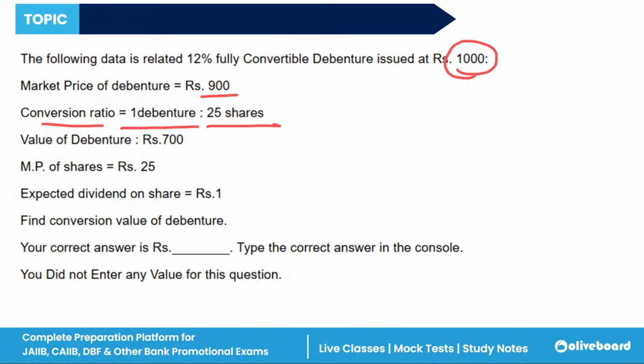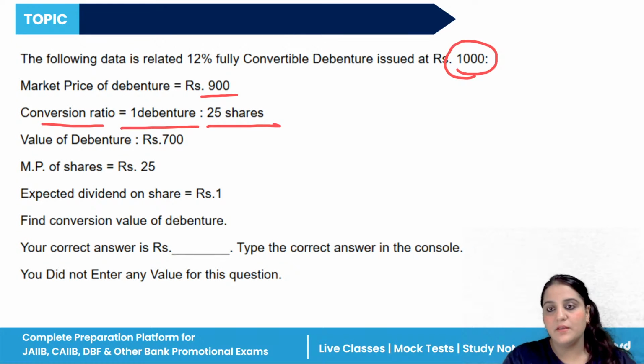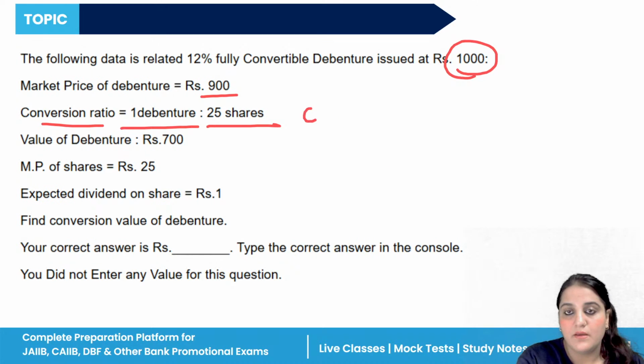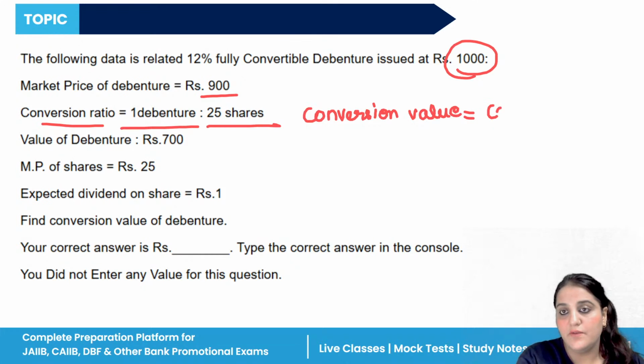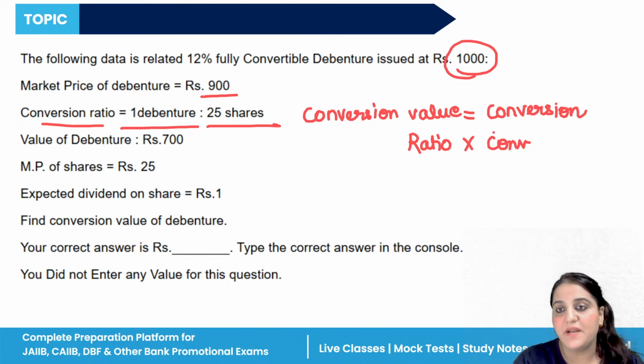So how can we find this? With a proper formula, we can easily solve this question. Let's solve this question. See, as we know, conversion value is equal to conversion ratio multiplied by market price per share.